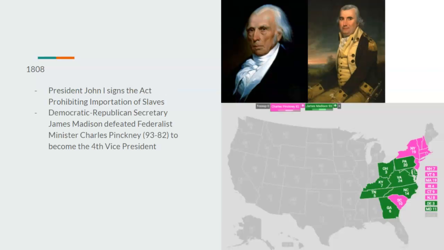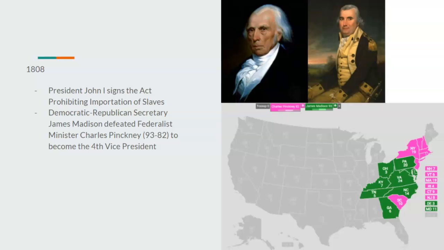In 1808, President John I signs the Act Prohibiting the Importation of Slaves, which boosts his popularity up a little bit in the North, but pushes his popularity even further down in the South. The Democratic-Republican Secretary James Madison would defeat Federalist Minister Charles Pinckney 93 to 82 to become the 4th vice president. So James Madison does fairly well. Excuse me, I got something on my mouth.